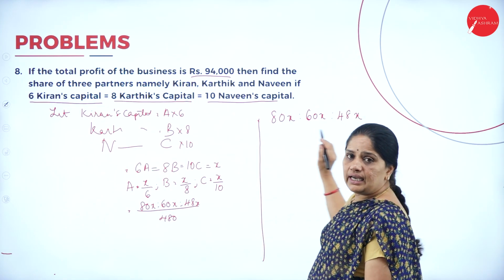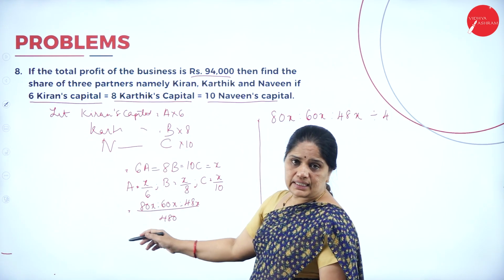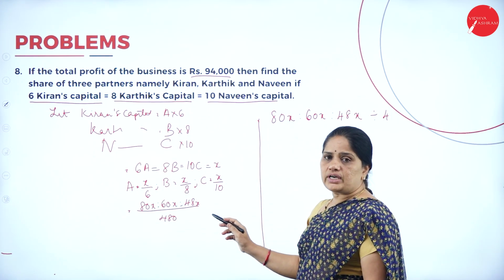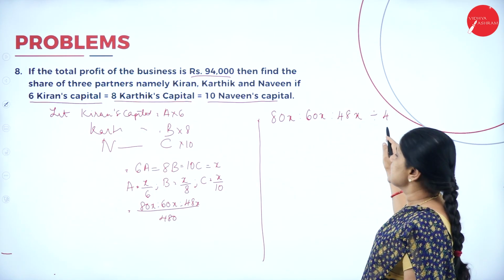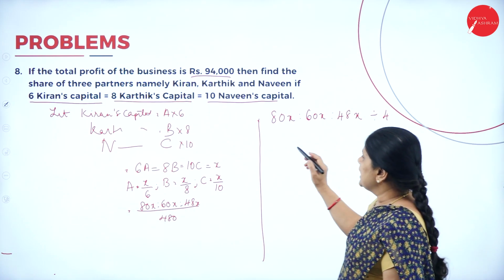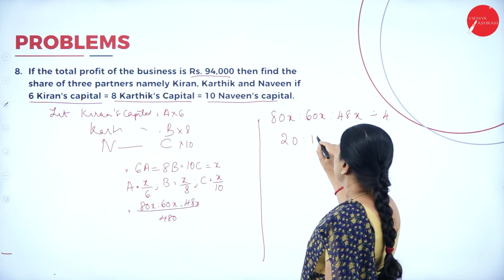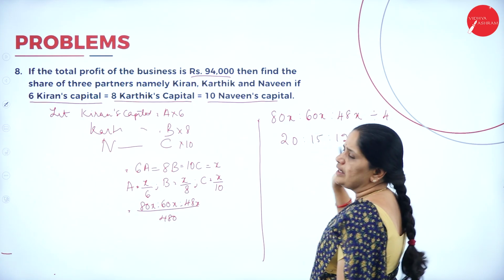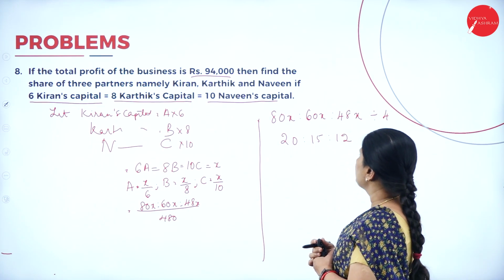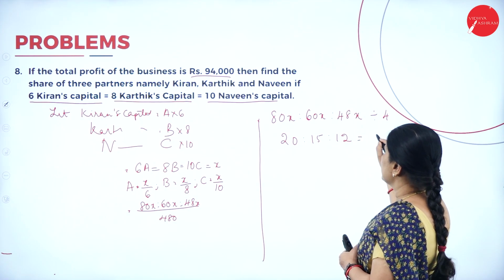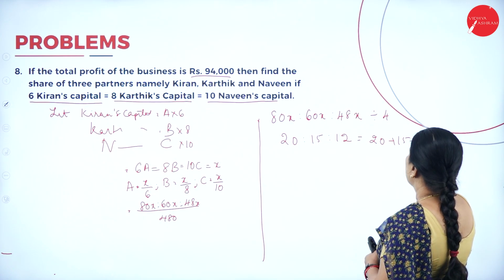Now this entire ratio I will divide by 4. I have written this as 80x is to 60x is to 48x, divided by 4. Now, when we divide it by 4, I get 20 is to 15 is to 12. This is the ratio in which we have to divide the total profit. Now, when I add all these ratios, I get 20 plus 15 plus 12.